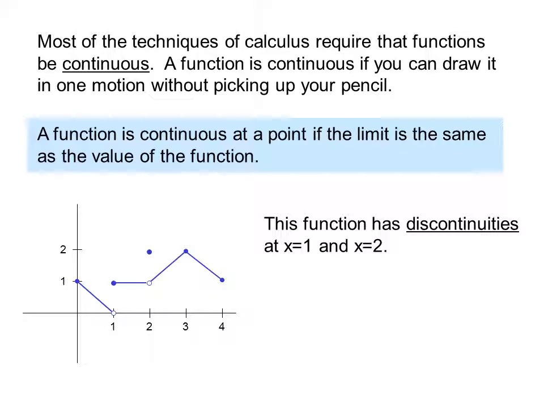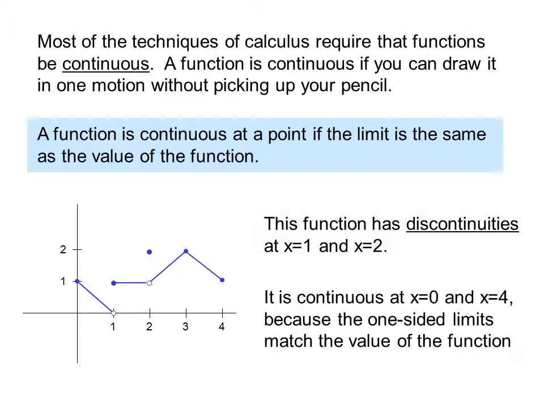This function has discontinuities at x equals 1 and x equals 2. It is continuous at x equals 0 and x equals 4 because the one-sided limits match the value of the function.